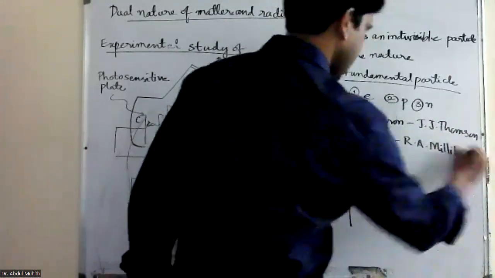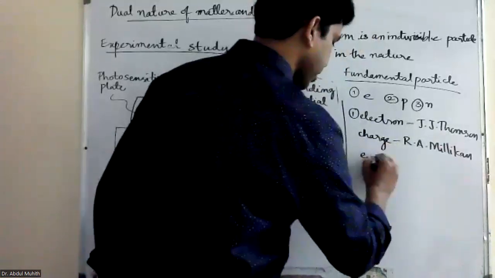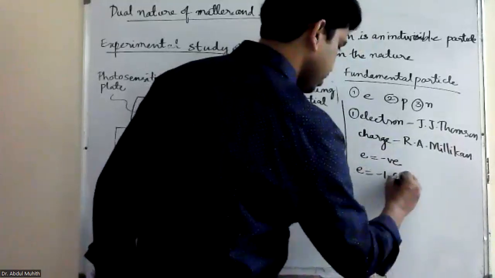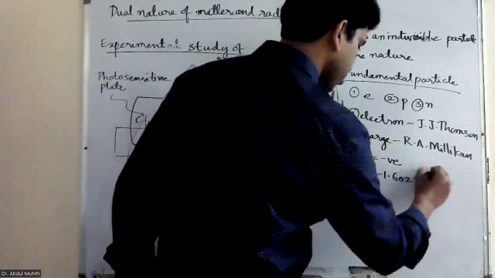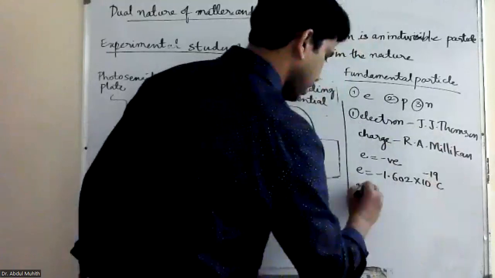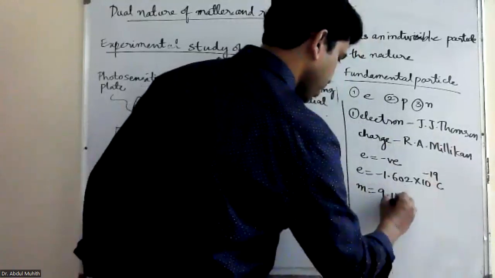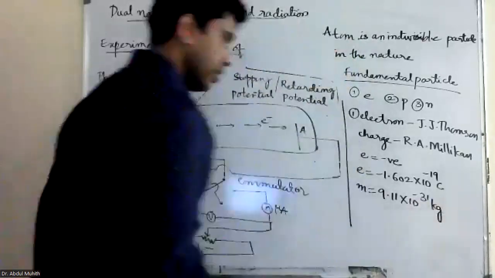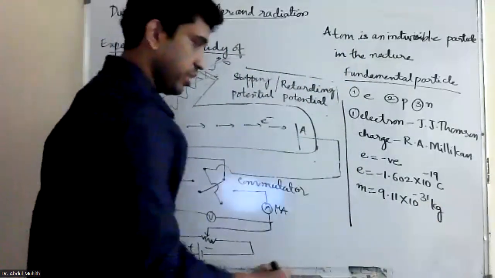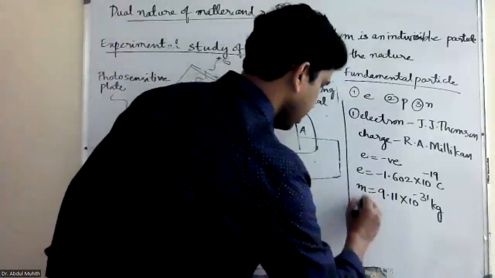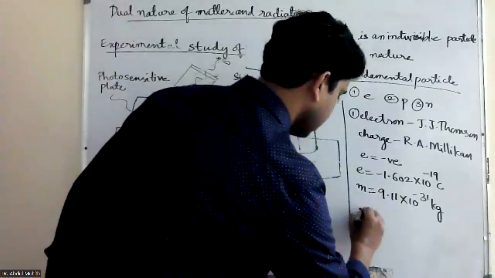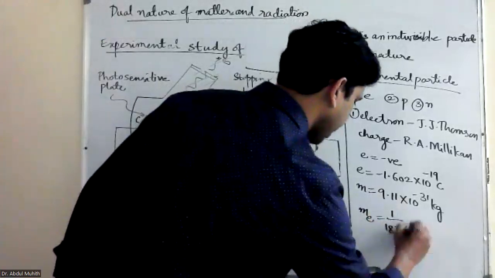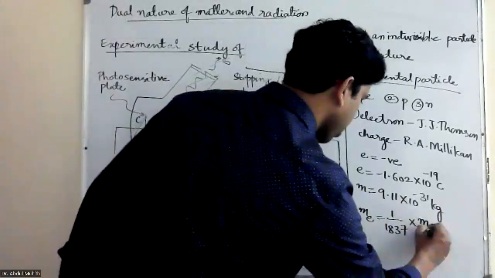And what is the charge of an electron? It is negative, equal to minus 1.602 times 10 to the power of minus 19 coulombs. And the mass of the electron is 9.11 times 10 to the power of minus 31 kg. If you compare the mass of an electron to the mass of a hydrogen atom, or a proton, the proton is 1837 times heavier.